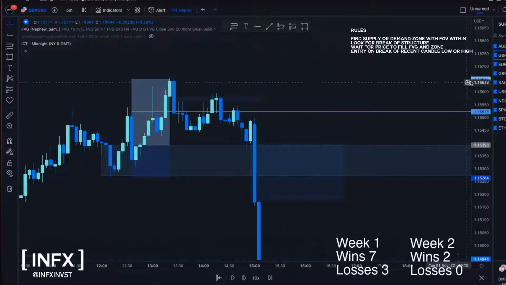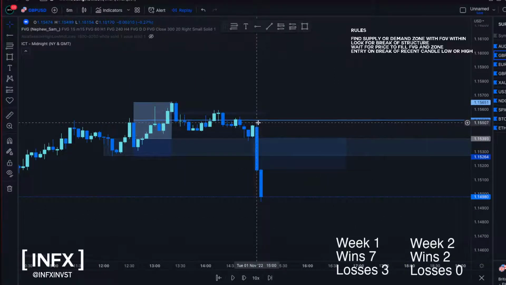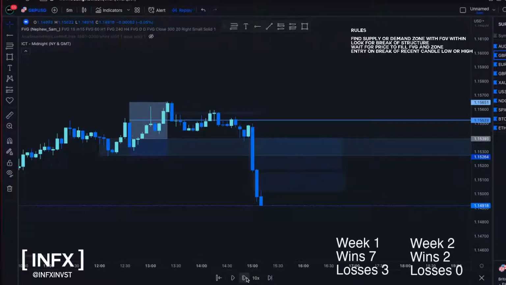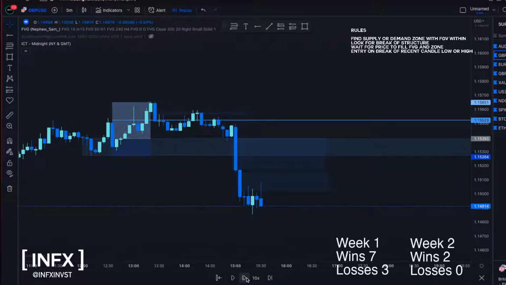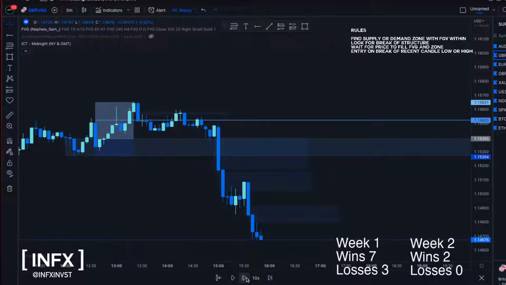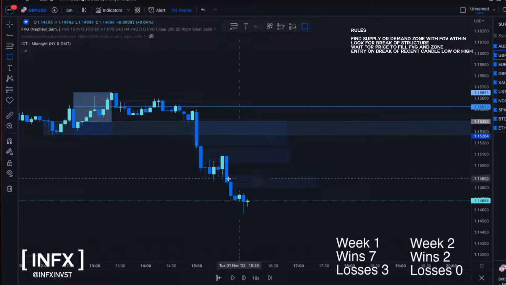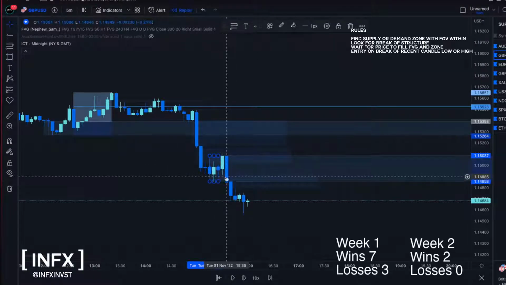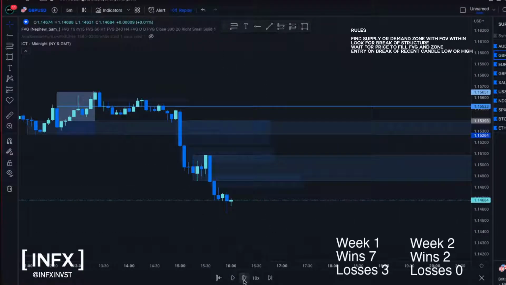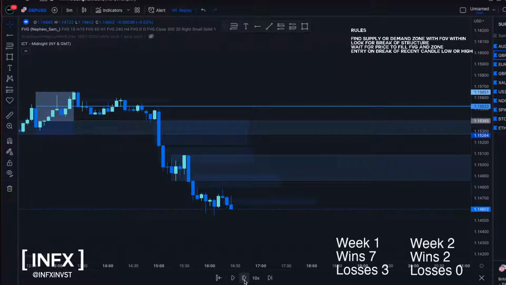Nothing really. Okay, the positive news caused GBPUSD to go down. Alright, a bit of a supply zone here. Quite a large one. We've got an FVG in there. Let's see. It's not the nicest.